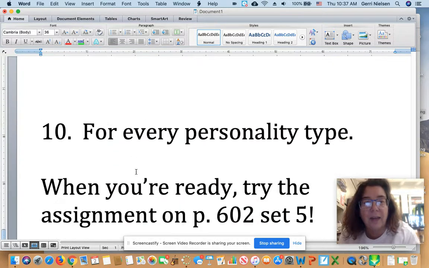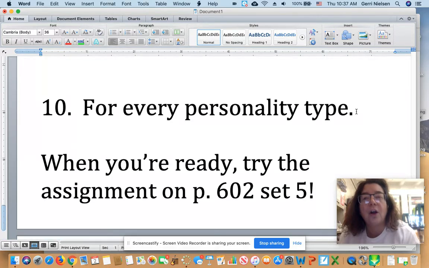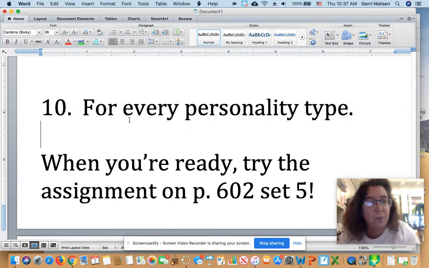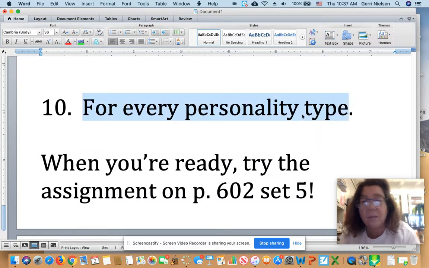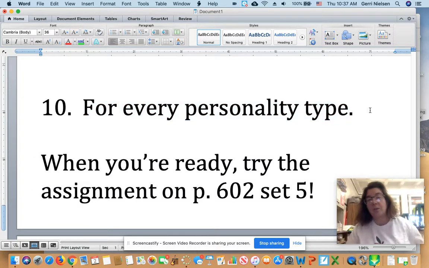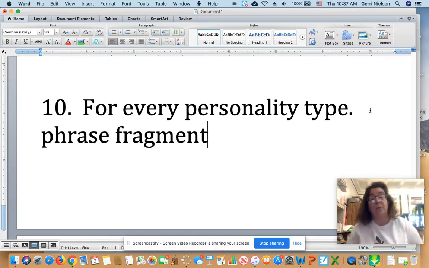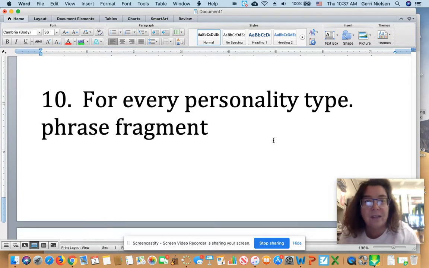Finally, we're at the end. Number 10. For every personality type. I hope you can tell right away. I don't have any blues or reds. There's no subject. There's no verb. It starts with "for." What is this? It's a prepositional phrase. So that means this thing is a phrase fragment. And that is how you do these.